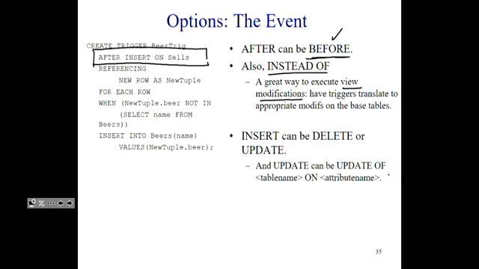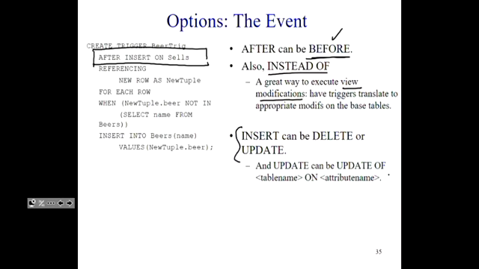So instead of allows me to execute or handle view modifications in a more elegant manner than relying on the database system. Okay? So it can be after, before, or instead of. These are the three options. And then it's either insert, delete, or update. For insert and delete, it's usually just insert on cells or delete on cells. For update, it will be update of table on attribute, right?